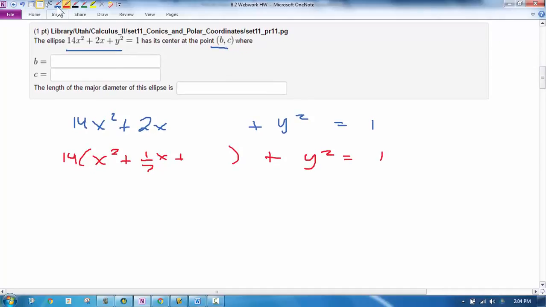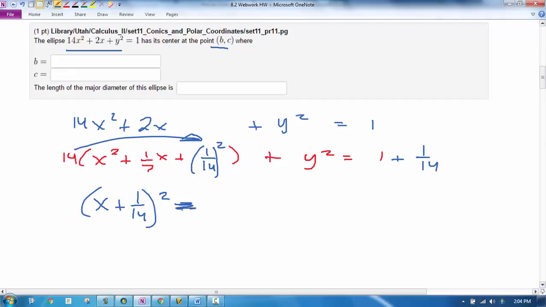All right, now I can complete the square. So I'm going to add b over 2 squared, which is 1/7 over 2, which is 1 over 14 squared, to both sides. Now, it's 1 over 14 squared, but it's going to get multiplied by 14. So all I have to add to the right side is 1 over 14, because you have to distribute the 14 to this last term in order to get 1 over 14. So this becomes x plus 1 over 14 squared plus y squared equals this. Now I'm going to make this 14 over 14 for a common denominator. Add them together to get 15 over 14.